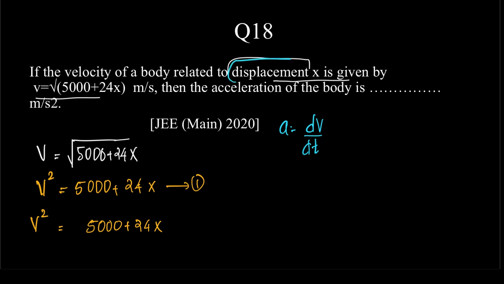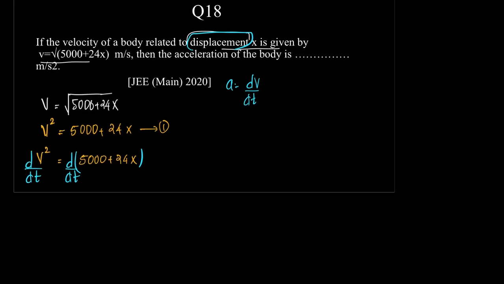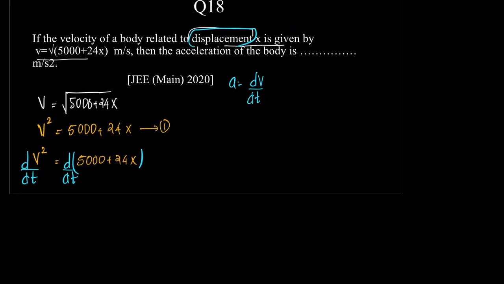All the measurement as given here is with respect to displacement. So what I'll do is I'll differentiate d by dt with respect to v square, and we'll also take the RHS with respect to time. Now what we get is d by dt of v square.